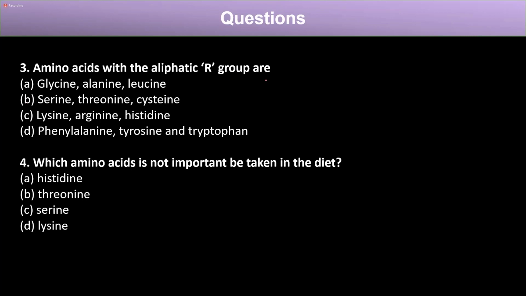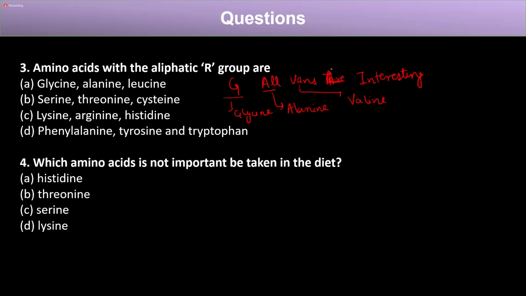So I gave one acronym to remember this. That was all vans are interesting, right? And then I also saw that there is one simple amino acid, so you can add it here. Okay. So if we go by this, what is the first amino acid? That is glycine. A stands for alanine. V stands for valine.